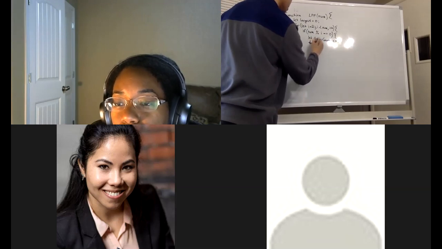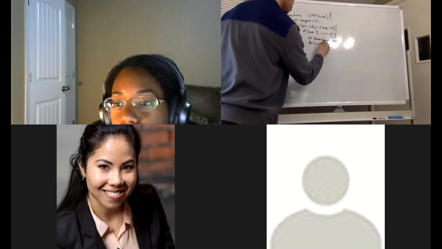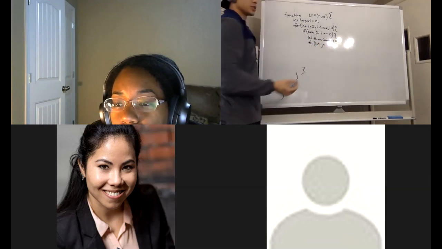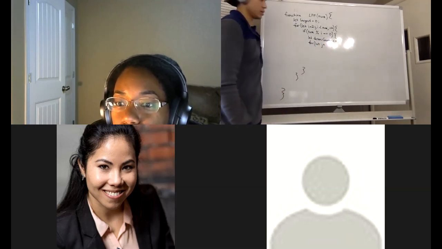So another for loop. And here we'll use j. And then what are we going to start at? Will we start at 0, 1, or 2?